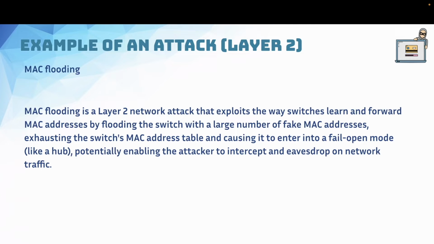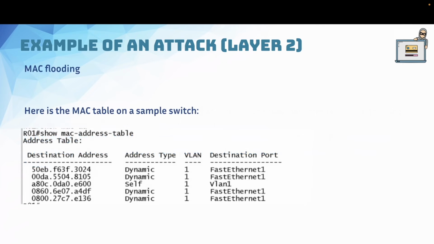A little bit of an example of an attack that I'm going to introduce to you is a layer 2 attack, in this case MAC flooding. MAC flooding is a layer 2 network attack that exploits the way switches learn and forward MAC addresses by flooding the switch with a large number of fake MAC addresses. This is going to exhaust your switch's MAC address table and cause it to enter into a fail-open mode like a hub. This is going to potentially enable the attacker to intercept and eavesdrop on network traffic.